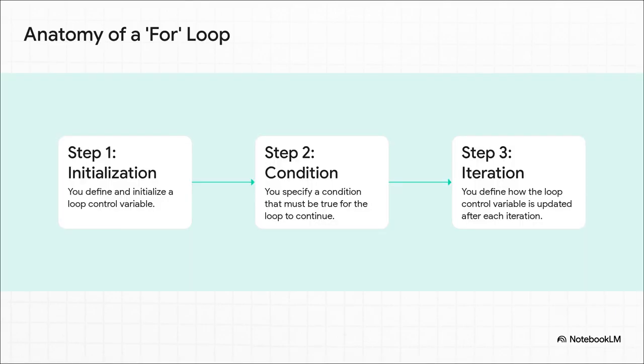So when you look at a for loop, it's really made up of three essential pieces. First, you've got the initialization. That's where you start your counter. Second is the condition. The loop will keep running as long as this is true. And third is the update. This is what changes the counter after every single pass.